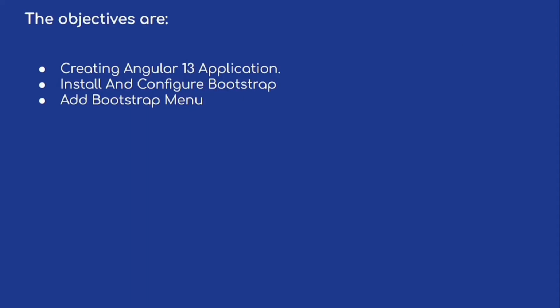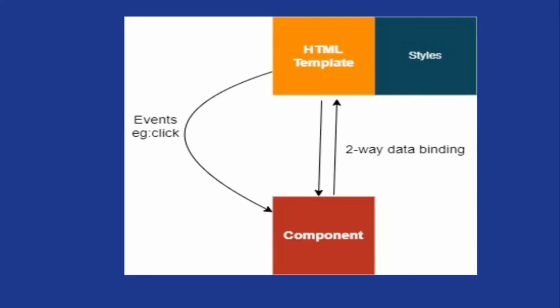So the next objectives of our demo are creating an Angular 13 application, installing and configuring Bootstrap in it, and adding a Bootstrap menu to the Angular application. This is a small diagrammatic representation of Angular components. Basically, Angular is built on components. A component is nothing but separating the logic into small pieces or small units. Usually a component contains a .ts file, which is a TypeScript file, an HTML file and a CSS file. These three files combined are called a component.